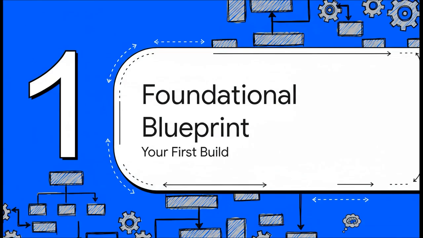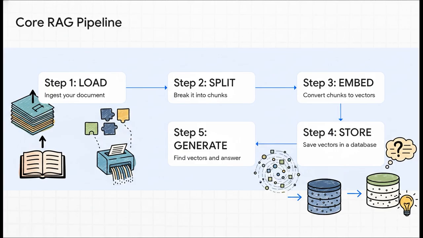Okay, so to really understand how these blocks fit together, let's start with a basic blueprint. We're going to walk through a pretty standard setup just to see how all the core pieces connect before we start getting creative with our customizing. At its heart, pretty much every RAG system follows these 5 steps.